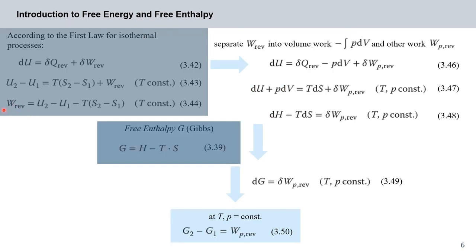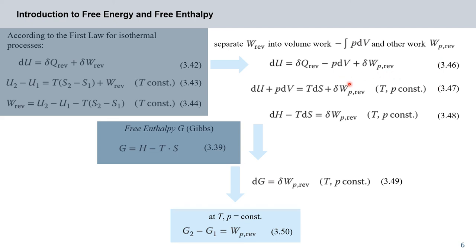Okay, so what is this reversible work done on the system? Well, we can pin this down a little bit by separating W reversible into volume work, which will be the integral PdV, and other types of work under constant pressure, which are also reversible. This is WP reversible. So if we do this kind of expansion, then our equation 342 here, dU equals delta Q reversible plus delta W reversible, just transforms to dU equals delta Q reversible minus PdV, so this is the volume work, plus delta WP reversible.